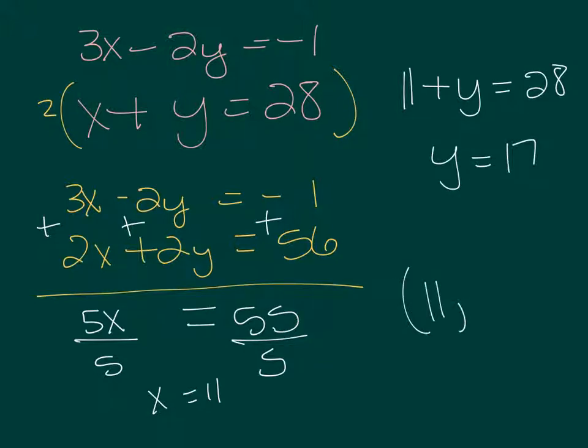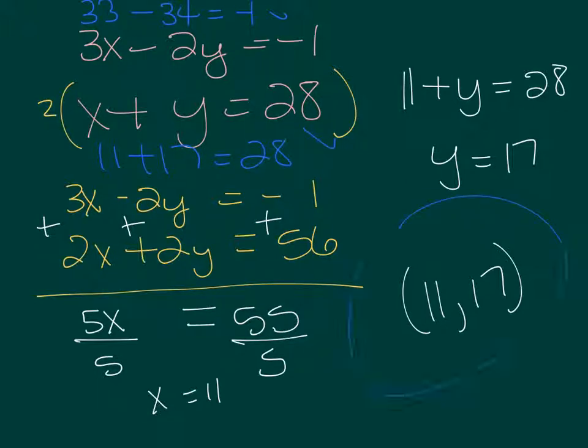And I get 11, 17. Okay, let's check it. 3 times 11 in the top equation would be 33. Minus 2 times 17 would be negative 34, so we have minus 34. Does that equal negative 1? Yes. And in the bottom equation, does 11 plus 17 equal 28? And yes, it does. I get a final answer, 11, 17.